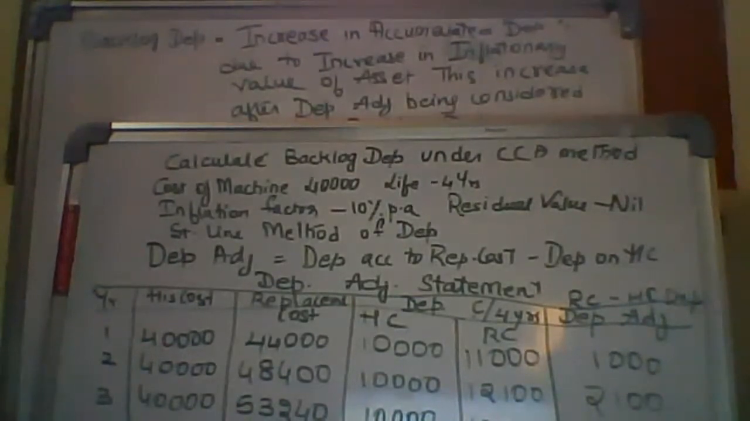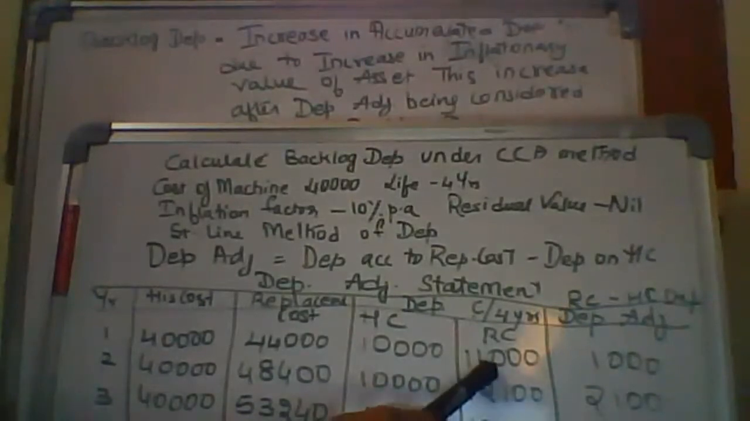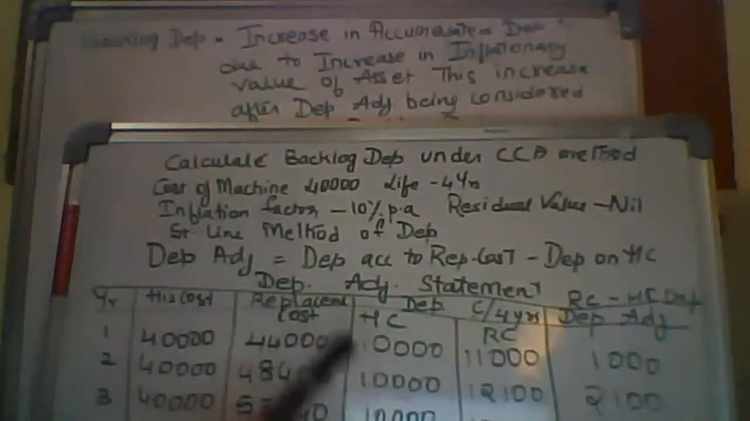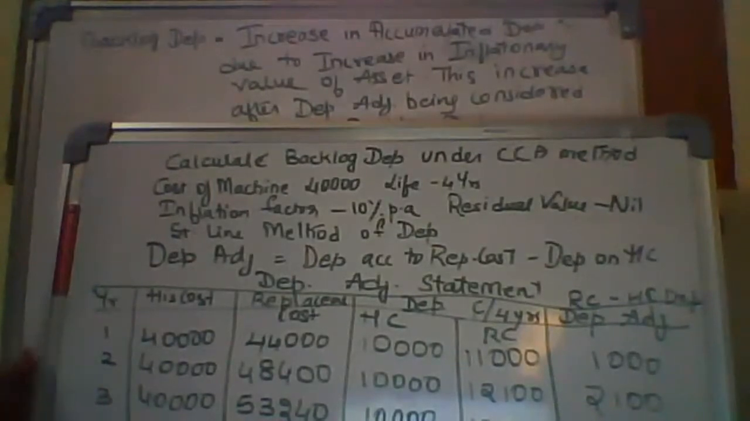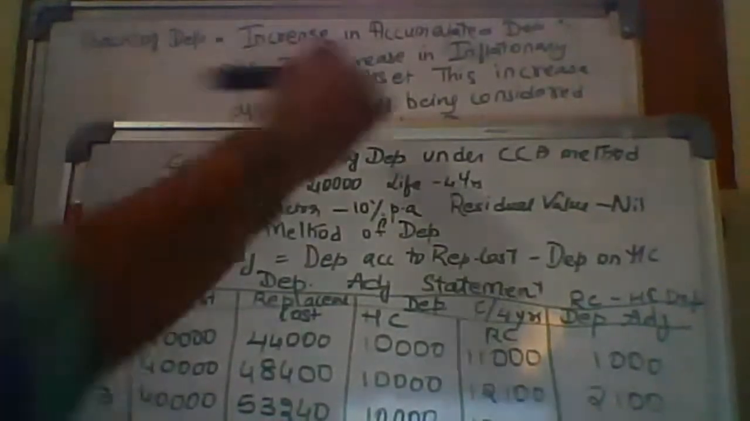Now, in case of replacement cost, what would it be? 11,000 will be the depreciation for the first year. Second year, the accumulated depreciation will be 12,100 into 2 years. Third year, 13,310 into 3 years. Fourth year, 14,641 into 4 years. So here you are finding out the accumulated depreciation.